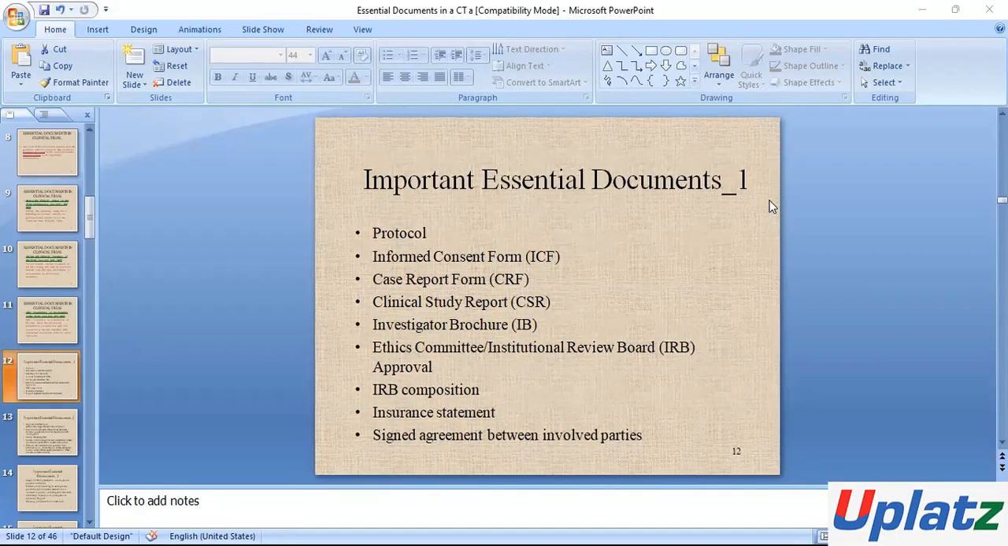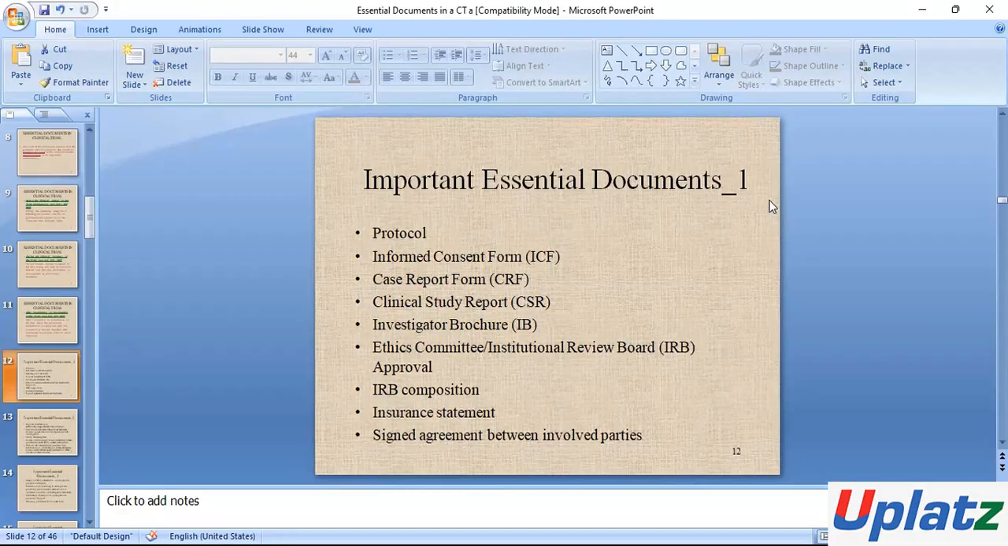Now, ethics committee or IRB approval is a crucial step in the process of conducting clinical research involving human subjects. An ethics committee or IRB is an independent committee or board that is responsible for reviewing and approving clinical research studies to ensure that they are conducted ethically and in compliance with relevant regulations and guidelines.